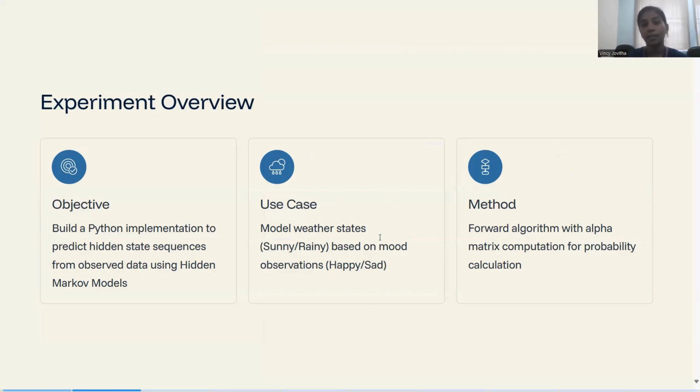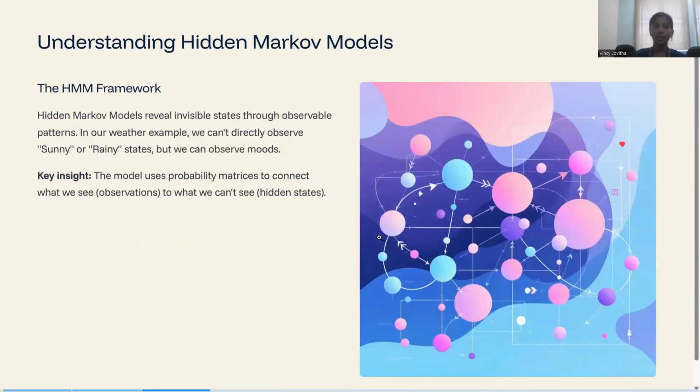Speaking about its use case, it is used to model weather states such as sunny or rainy based on mood observations, happy or sad or whatever mood you are. And the method which we are going to use here is the forward algorithm with alpha matrix computation for probability calculation.